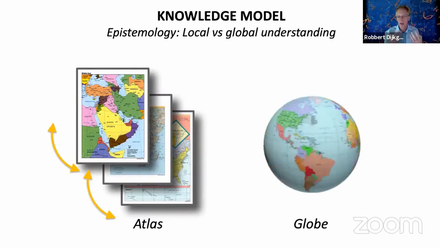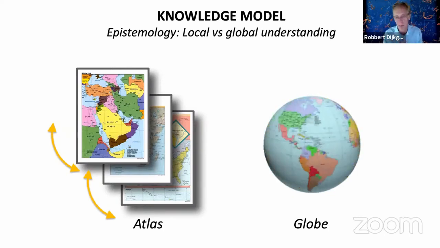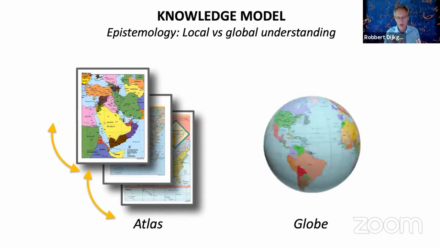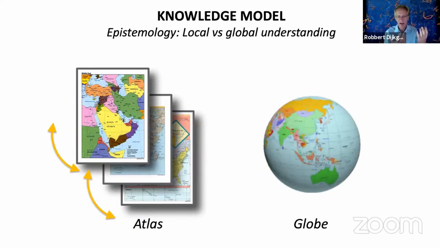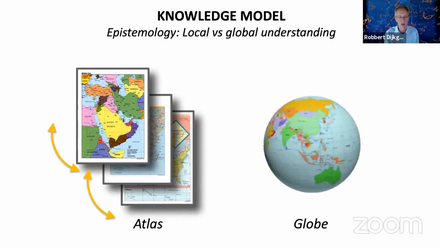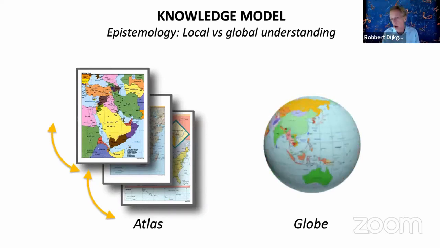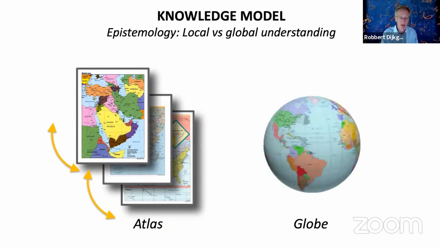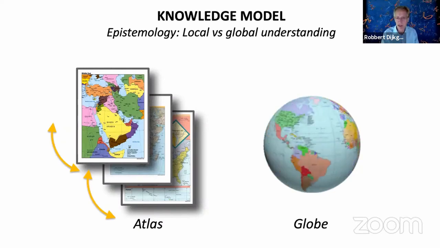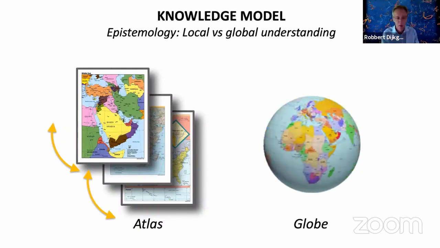Will our knowledge be like a globe, where we have a perfect understanding from all possible perspectives? Or will our knowledge be more like an atlas, where you have separate maps, and then dictionaries, ways to tell you how to go from one map to another? I think if we're honest, both in terms of the state of fundamental theoretical physics, but also the state of math and physics, we're very much on the first.